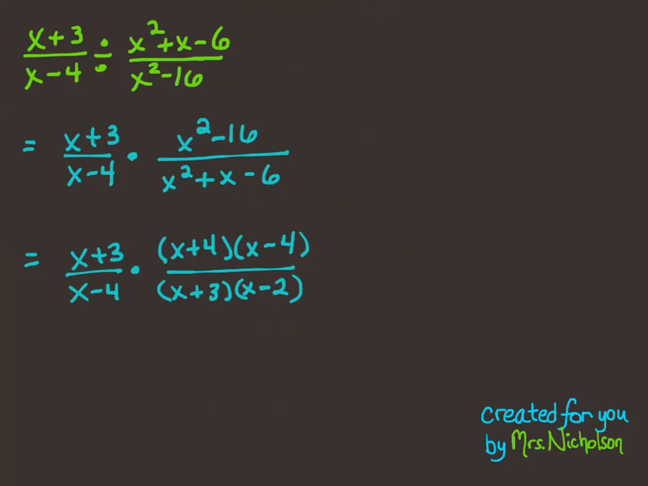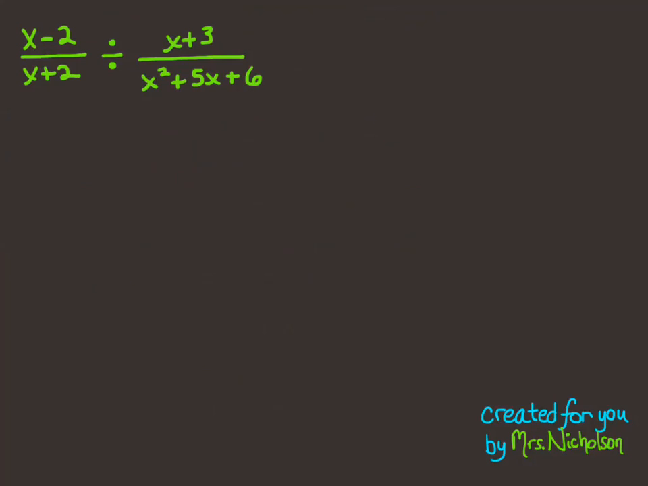Now when we look at this, you can see that we've got an x minus 4 here in the denominator and an x minus 4 in the numerator. Those can cancel out. And also we have an x plus 3 in the numerator and an x plus 3 in the denominator. And those cancel out. And so my final answer is whatever's left, which in this case is x plus 4 over x minus 2. Again, if you'd like to pause the video, this would be a great time to try one on your own.